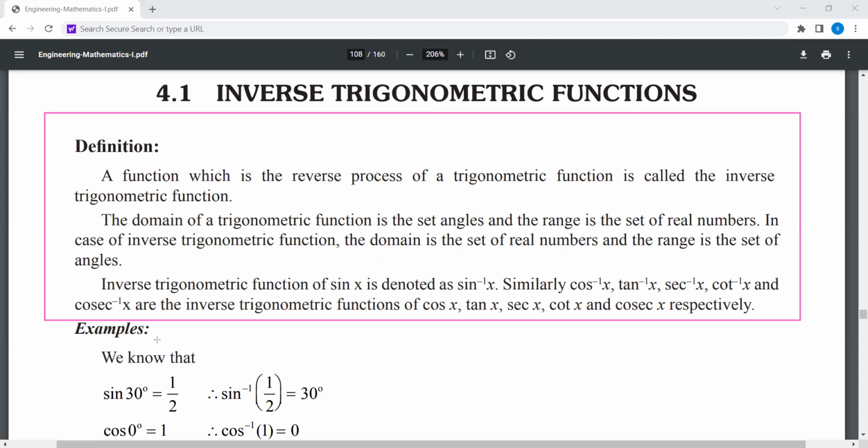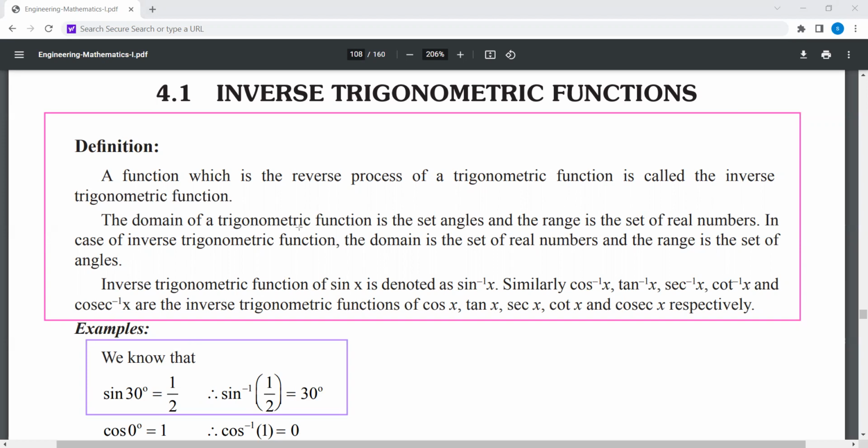Example: we know that sine of 30 degrees is 1 by 2. Exchange the position of sine. If sine goes to 1 by 2, then it becomes sine inverse. Therefore, we can write sine inverse of 1 by 2, and our answer becomes 30 degrees. This is known as an inverse trigonometric function.